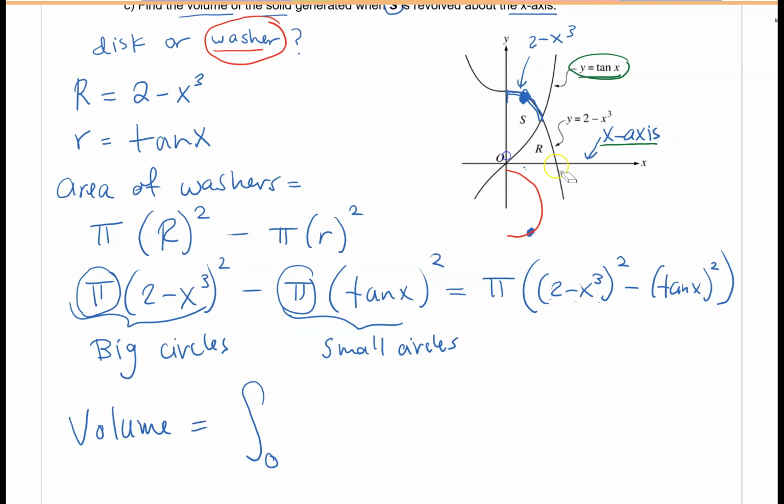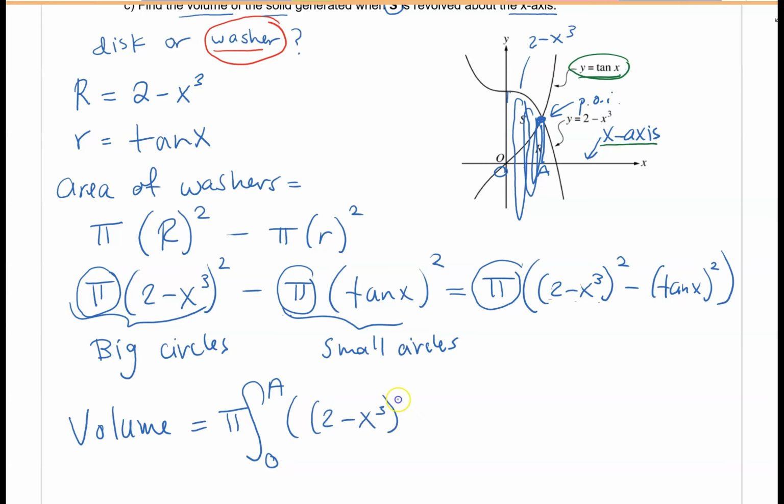So let me get some of this stuff written down here. I'm going to integrate from 0 to A, which was the x-coordinate of that point of intersection we found earlier. And I'm integrating all these areas of all these washers. So I'm kind of summing up infinitely many washer areas. I'm going to go ahead and put this constant pi on the outside because we know that rule of integration, which says you can pull constants out.